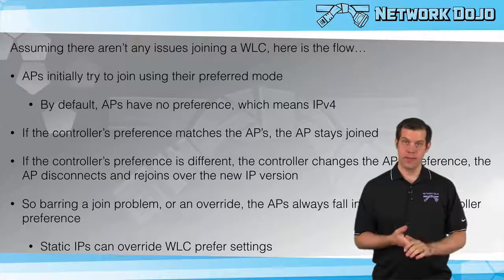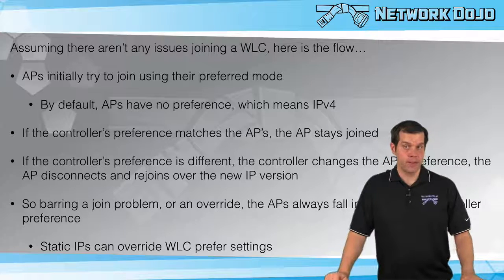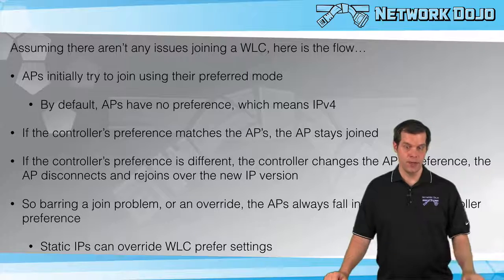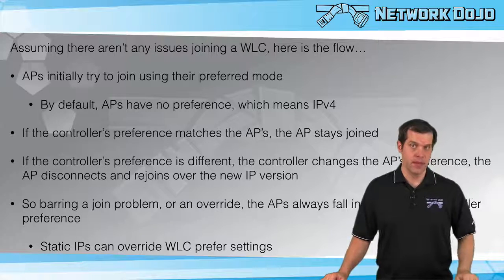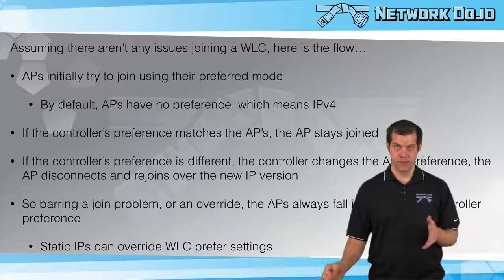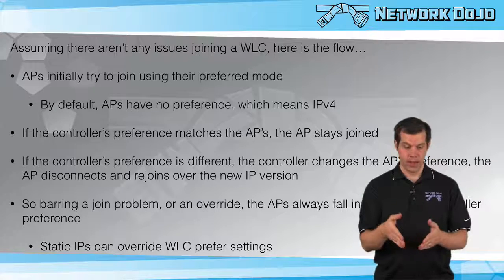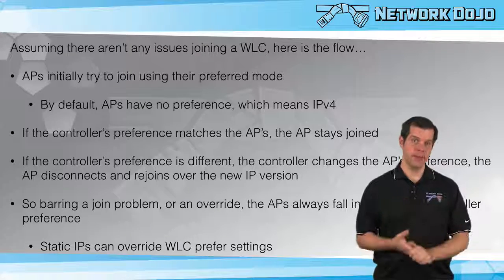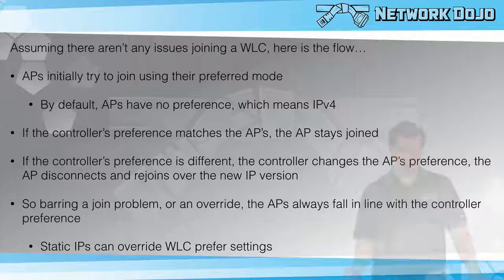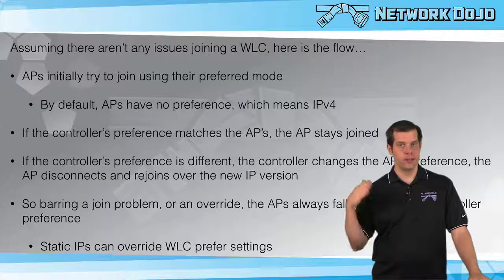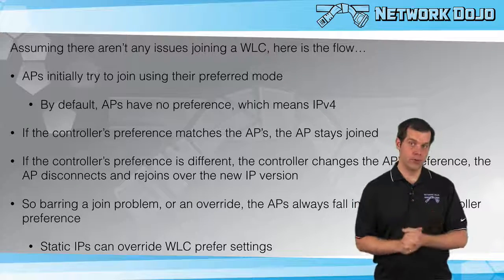Once the AP joins, as long as this is a successful join, the last part of the join process is the controller pushes down new config to the AP. Part of that config push is the preference that the AP should use. And so whatever the AP's preference was, once it joins, the controller will force its preference down to the AP. Now, if that preference is the same, so let's say the AP joined via v4 and the controller's preference was v4, so it didn't change, the AP stays up and works just fine. But if the controller's config push changes the preference of the AP, the AP will disassociate and reassociate using the new preference, and at that point it should be able to stay up because the AP is joining according to the controller's preferred mode.